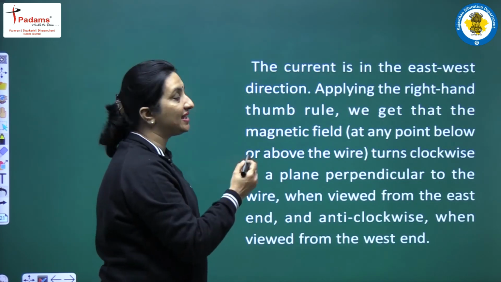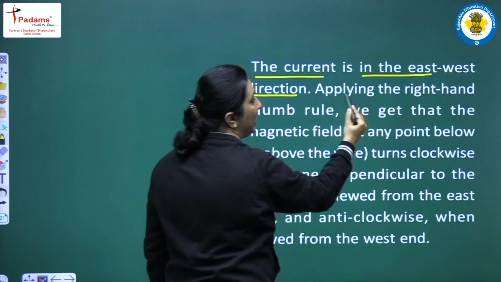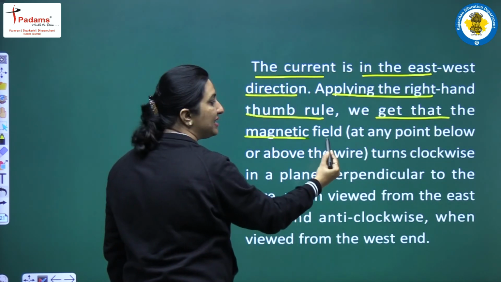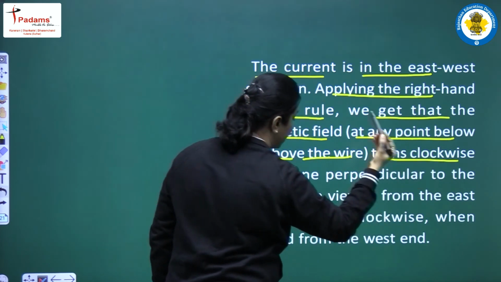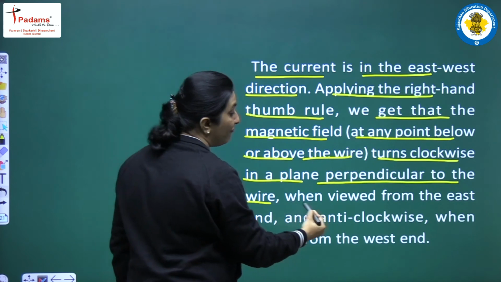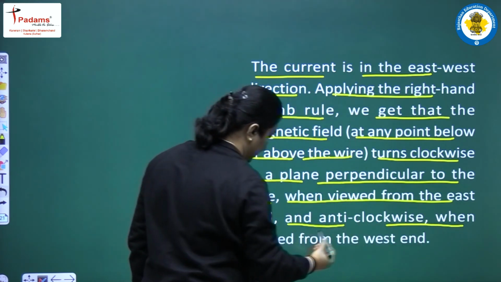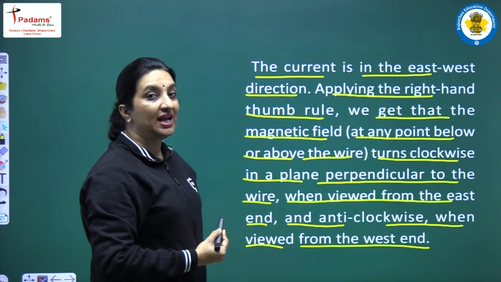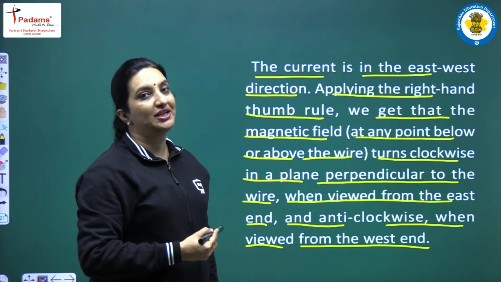So we will write the answer like this. The current is in the east-west direction. Applying the right hand thumb rule, we get that the magnetic field at any point below or above the wire turns clockwise in a plane perpendicular to the wire when viewed from the east end, and anti-clockwise when viewed from the west end. Right students, I have shown you both the ways to answer and you can write the answer as you wish.